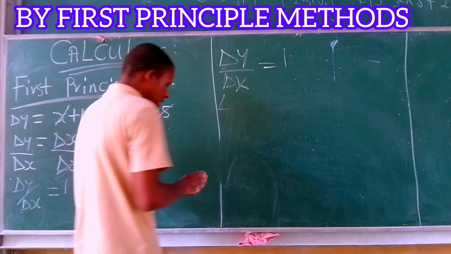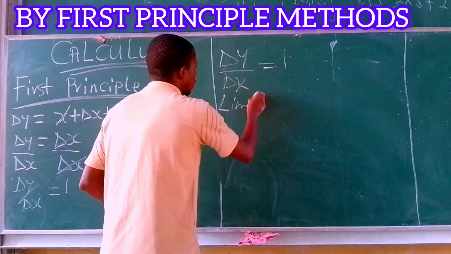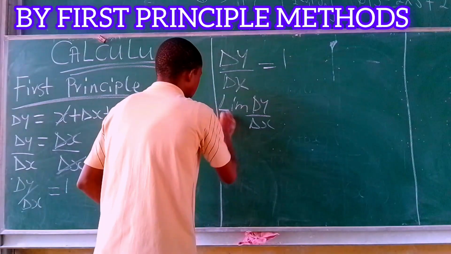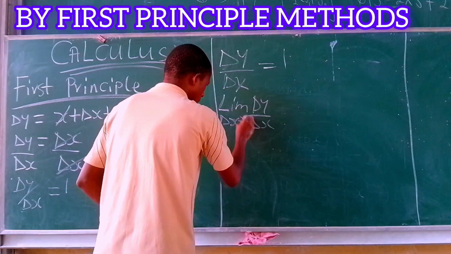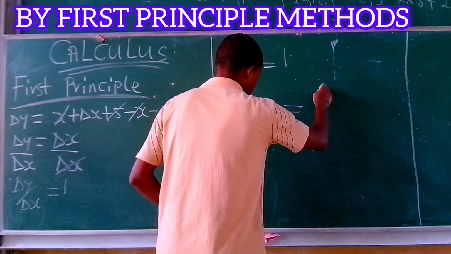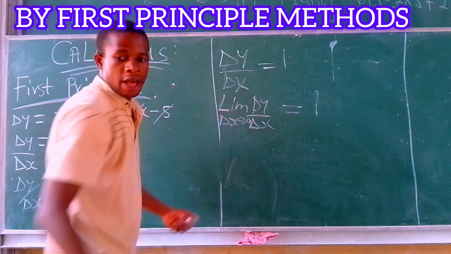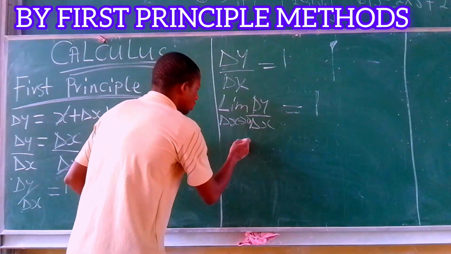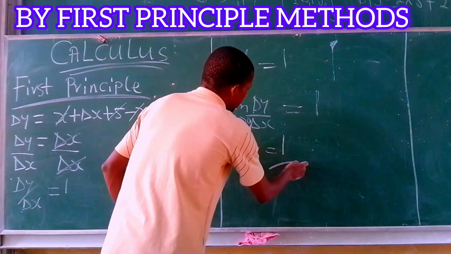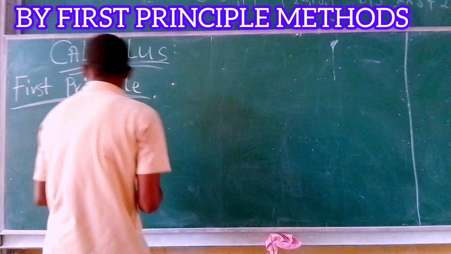Now let's take the limit. The limit of capital divide the x as the x tends to 0. As the x tends to 0, we're going to have what? You see we have 1 here, right? As the x tends to 0, our capital divide over the x is becoming small divide over the x, which is equal to 1. And this is our final answer. This is how to solve a question using first principle.